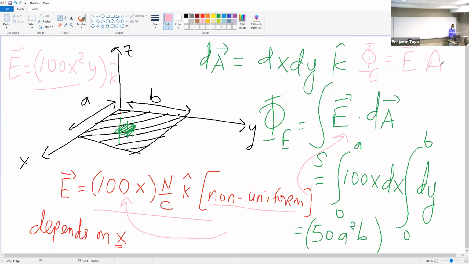So you have two equations. When do I use this equation and when do I use this equation? If the problem tells you that the electric field is changing, then you do integrals. If it is not changing, you just do a dot product.